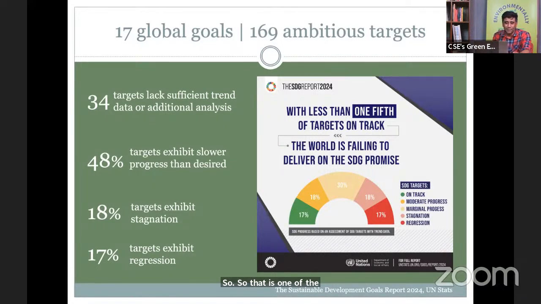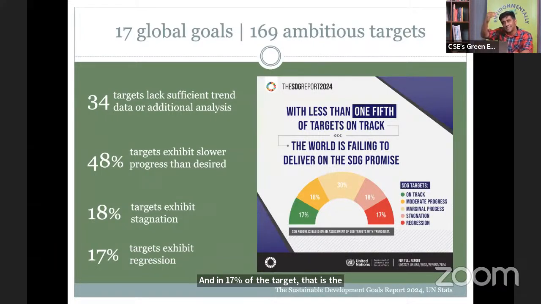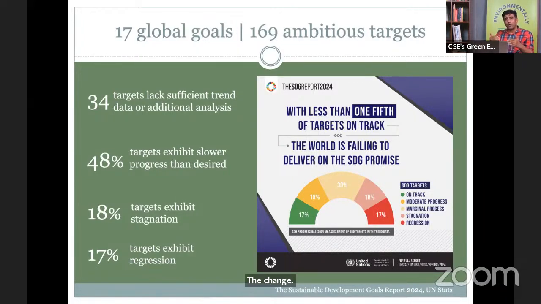And in 17% of the targets, that is the red bit, the progress has actually reversed. So this is basically where we stand right now, with roughly 6 years remaining. This gives you an idea of how much more needs to be done. And my personal understanding, and that is something that we at CSC strongly believe, is that the change will only come when the kids and the future generations are roped in, because they are the ones who are affected the most.